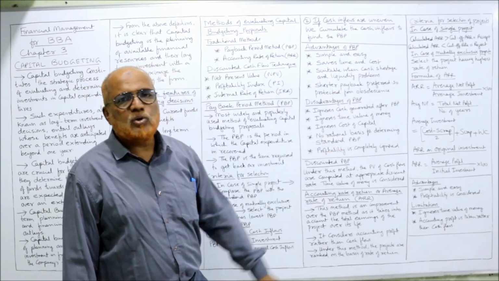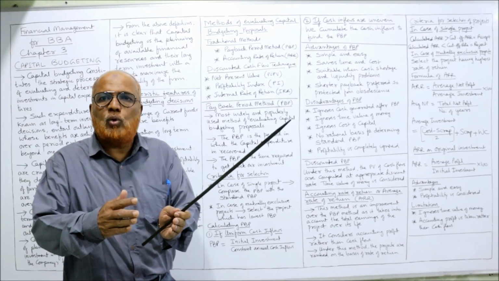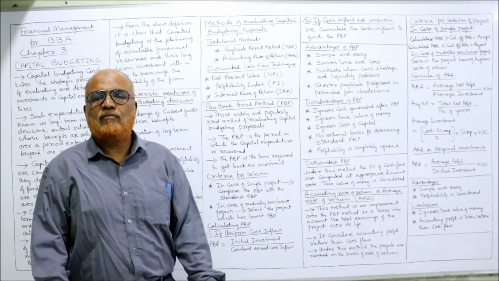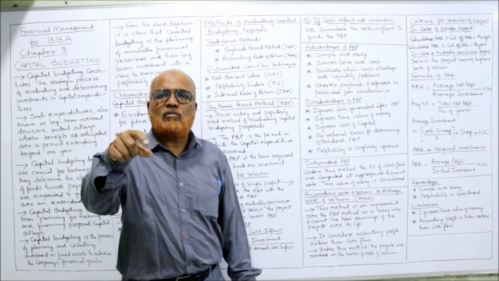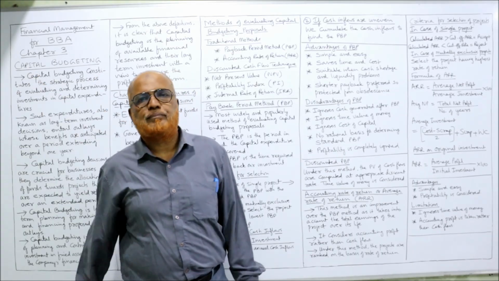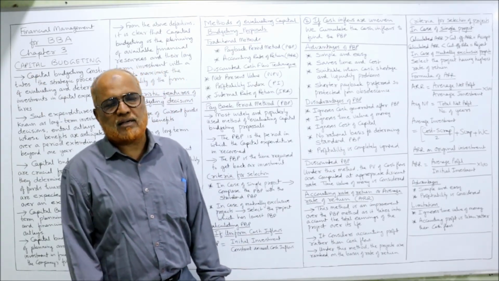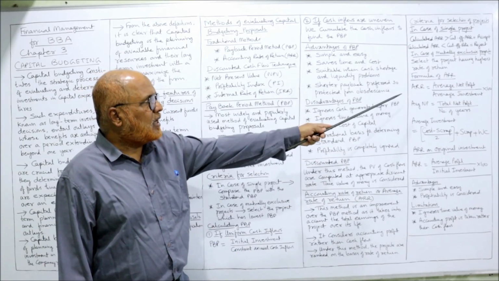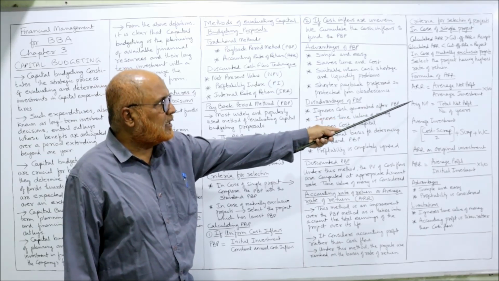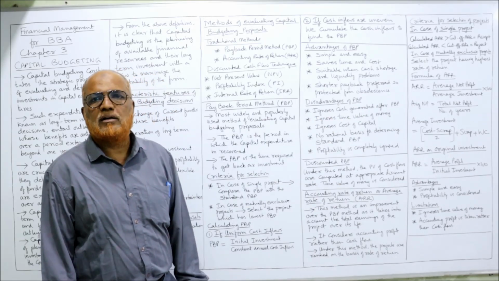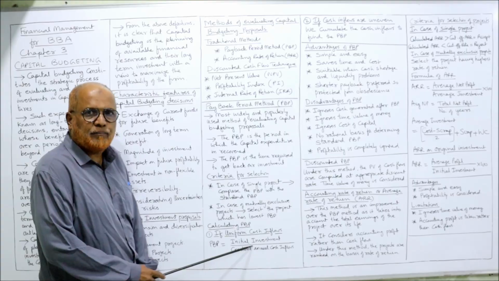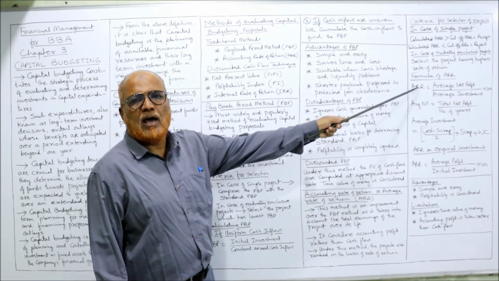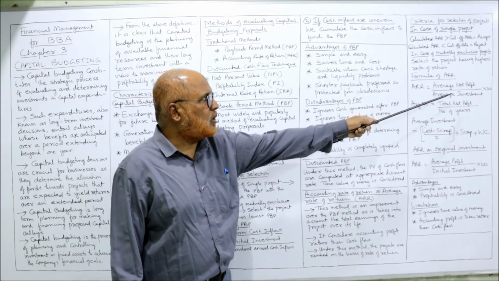In case of mutually exclusive projects, if we have 2 or more than 2 projects, we calculate ARR. Whichever project has more ARR, that project is accepted. Now, formula for ARR. The formula for ARR is average net profit divided by average investment into 100. Just like how to calculate PBP, the same way ARR. Average profit by average investment into 100.